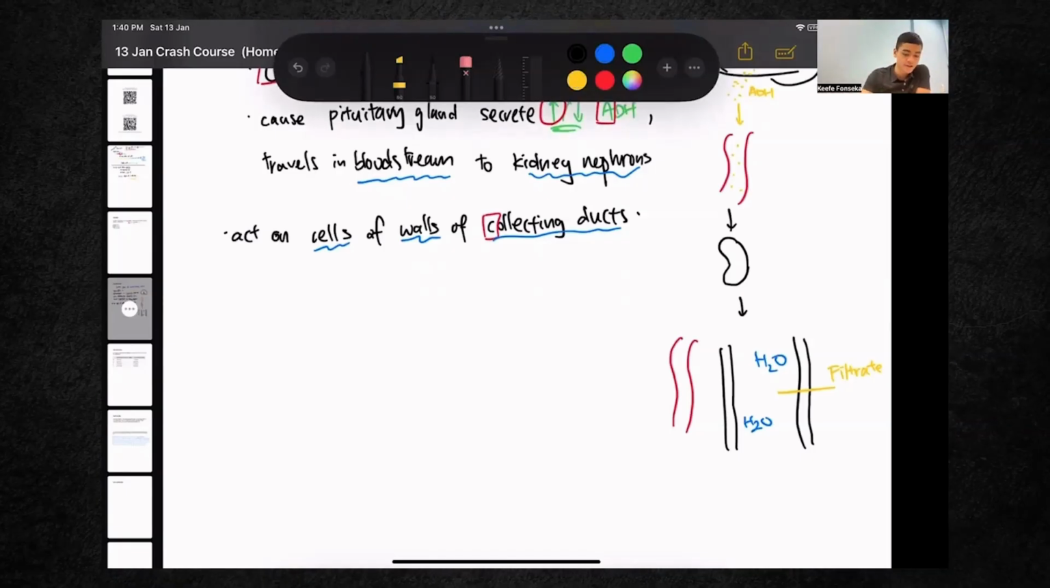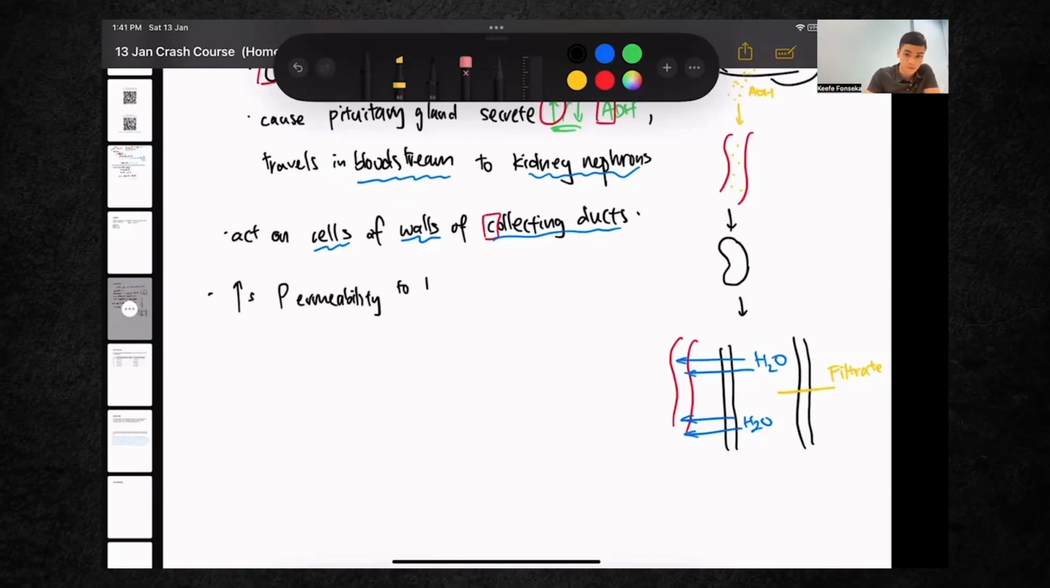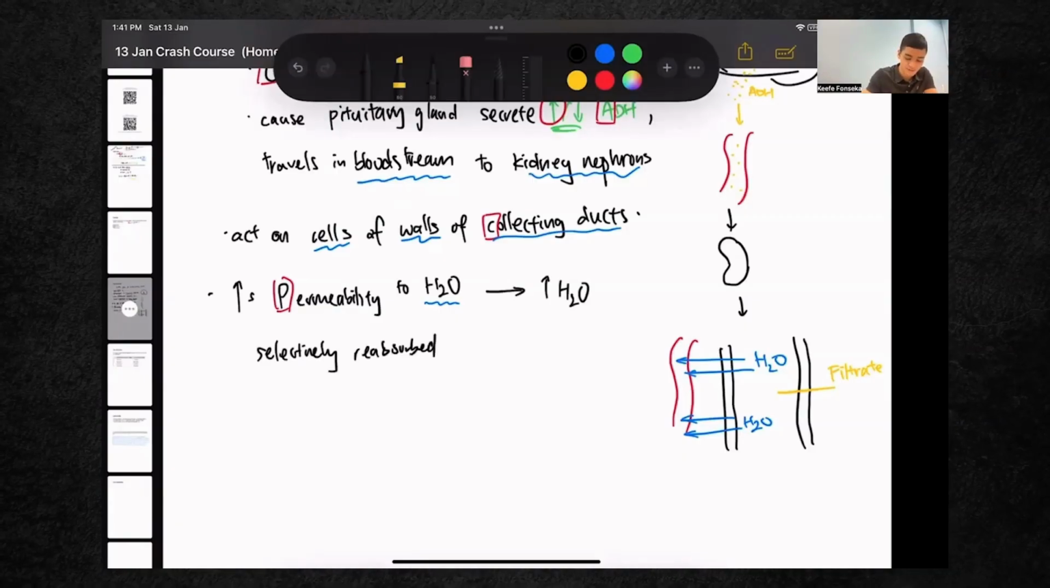And next step, when ADH comes to this area, it will act on the cells and tell the cells, hey, allow water to pass through you more easily. So if water can pass through more easily, it will go back to the blood, more will get reabsorbed. Okay. So that's what the next step is. It increases the permeability to water. So you should say to what, okay? Don't just say increase permeability, because to what chemical, like to urea, to alcohol, or to what, is to water. And so more gets reabsorbed back from the filtrate to the bloodstream.